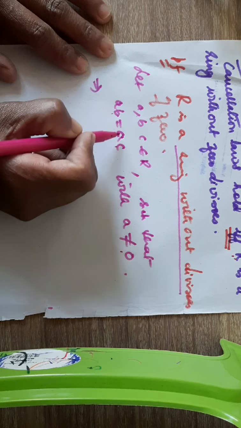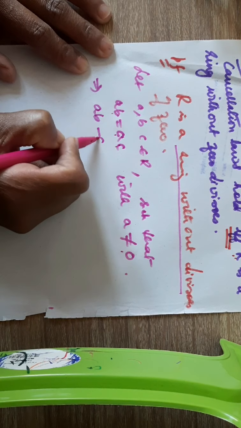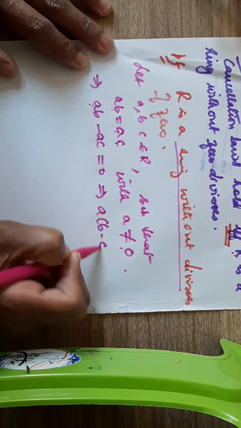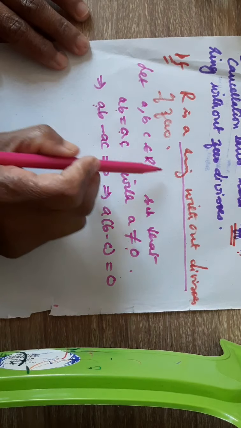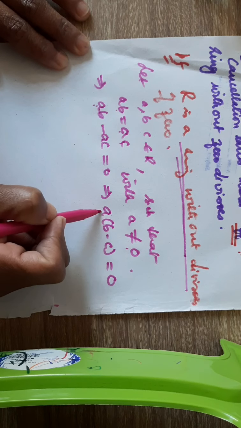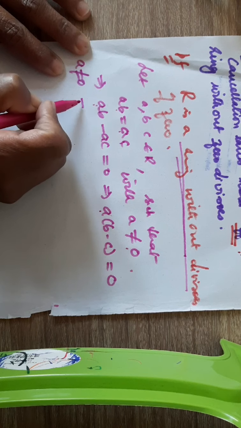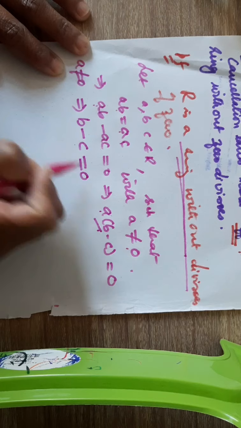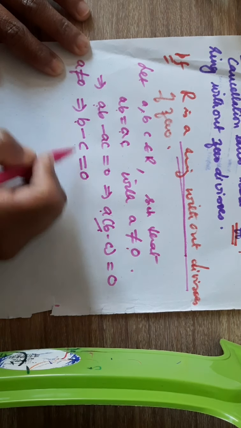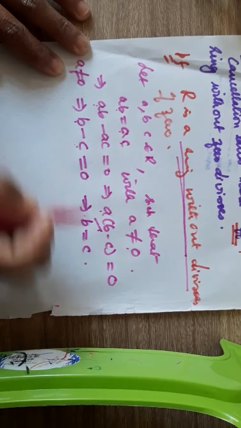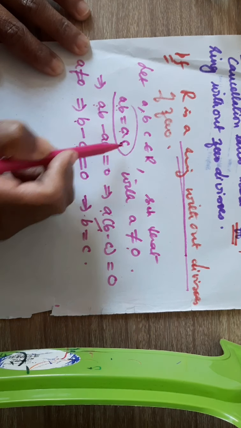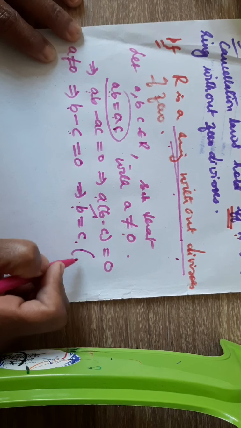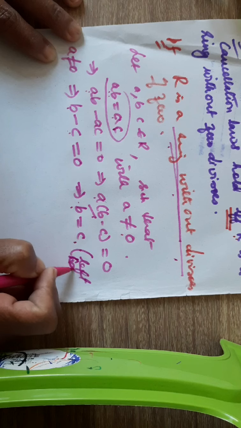Now AB is equal to AC with A different from 0. Transfer this AC to this side, and you get AB minus AC is equal to 0. Now A is a common factor, so it will be A times (B minus C) is equal to 0. Since it is a ring without 0 divisors with A not equal to 0, the only possibility is that B minus C should be equal to 0. Transfer C back to the other side, and you get B is equal to C. So AB is equal to AC implies that B is equal to C if it is a ring without 0 divisors. So this implies that the left cancellation law holds.